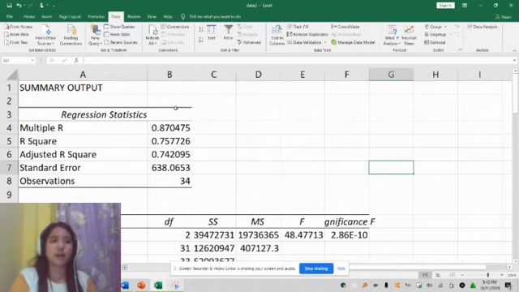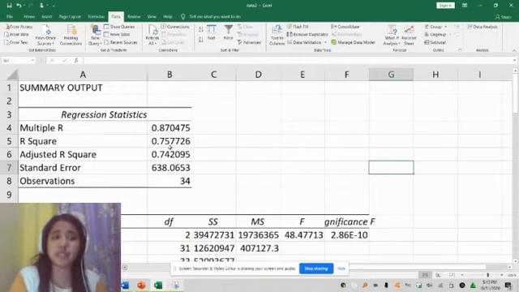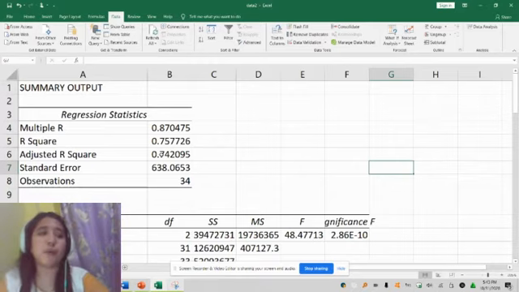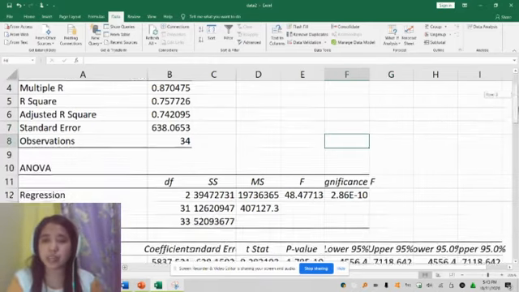So we have the first output, the multiple R. This is the result of R, 0.87. Our R squared is 0.7577. Adjusted R squared: in our previous video, we mentioned that what matters is the adjusted R squared if we have two or more variables. And then let's move to the next table.